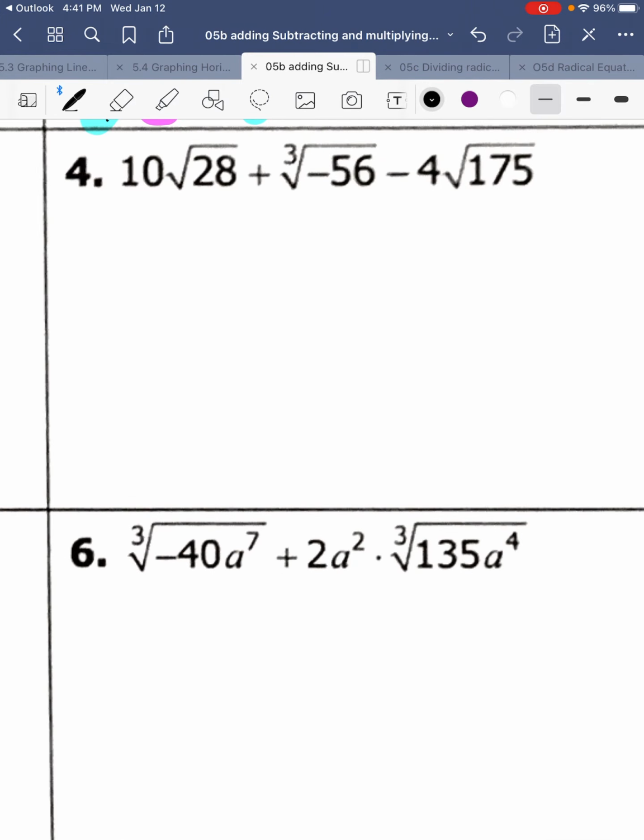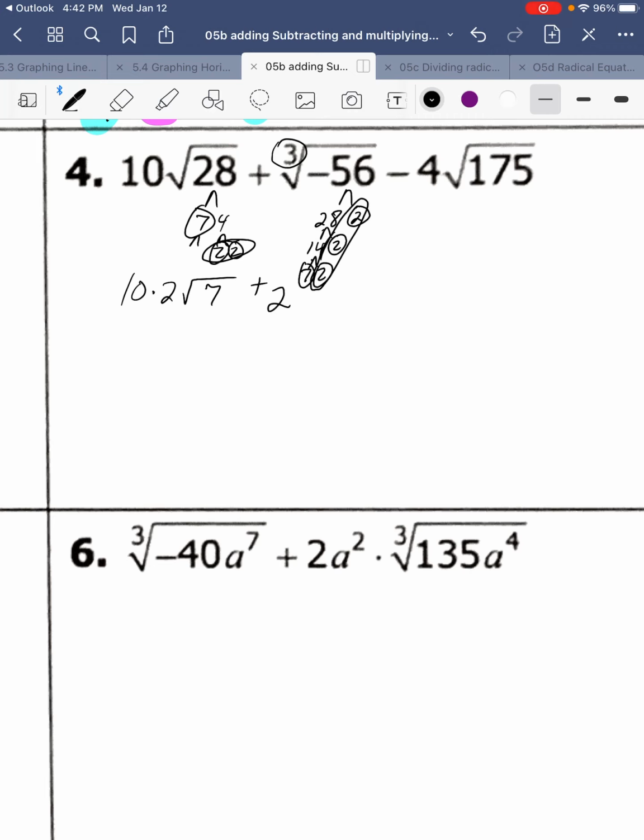All right, look at number 4. 28. So 7 and 4. Oh, I can't break that down. 2 and 2. Pair of 2s. That's going to come out, the square root is 2. So 10 times 2 square root of 7. Plus, let's be careful with this, 56. That's 28 and 2. 14 and 2, 7 and 2. It's a cube root, so we need groups of 3. So that'll be a 2 that comes out, so times 2. And because it's a cube root of a negative, we're going to bring out a negative 2. And what's left over is the 7.